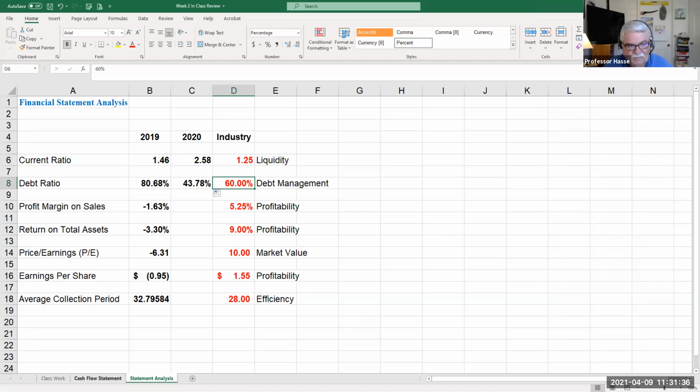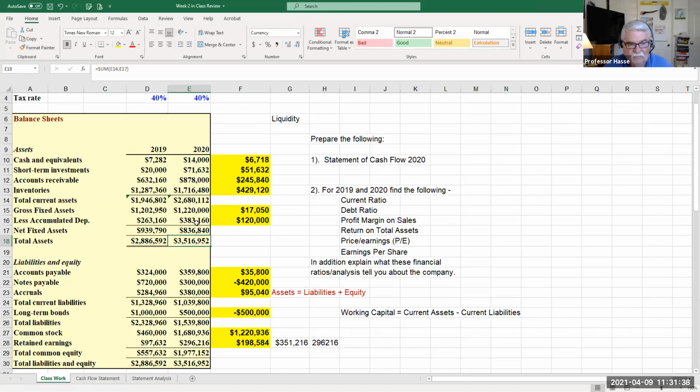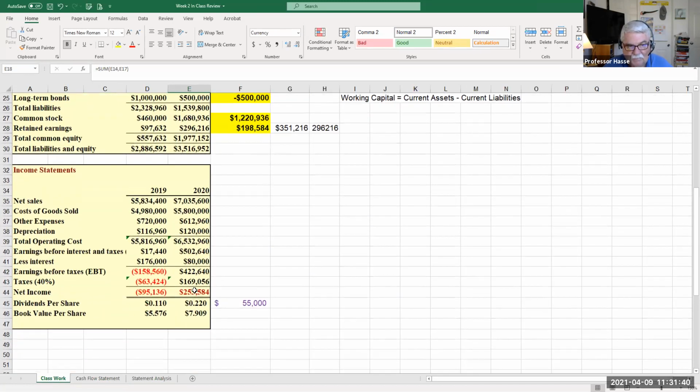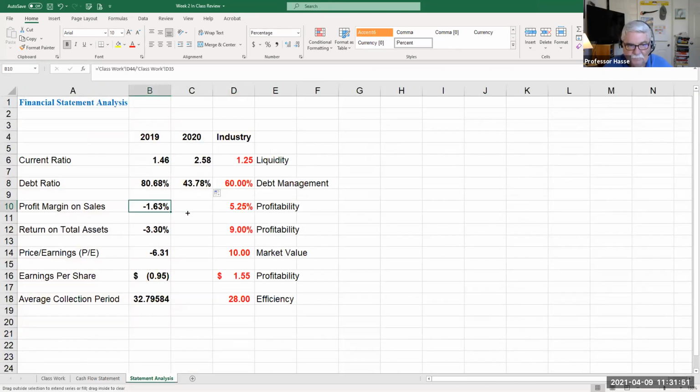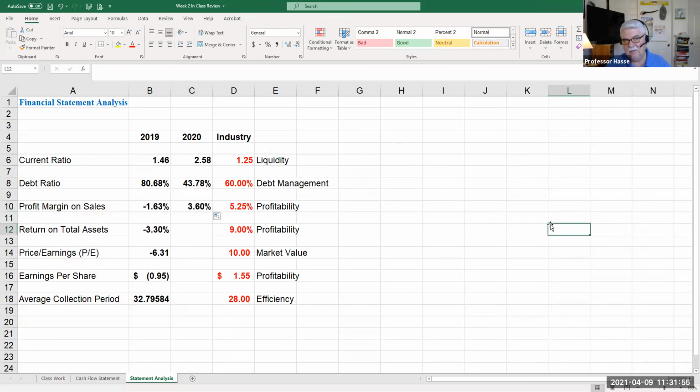The profit margin on sales is the relationship of the net income of the company. In 2020, it was $253,584 as a percentage of their total revenue, in this case, sales. So we take that relationship here. Their profit margin is 3.6%, a lot better than 2019 when they lost money, but still quite a bit lower than the industry average for the profit margin on sales.